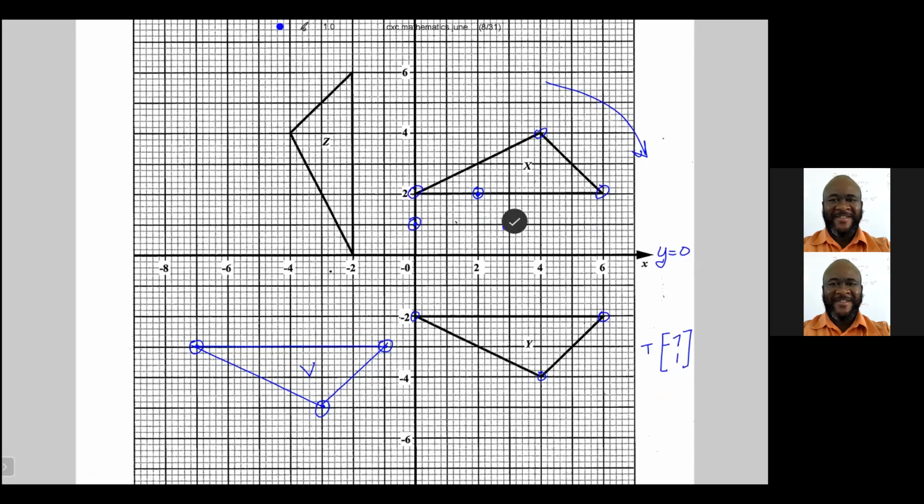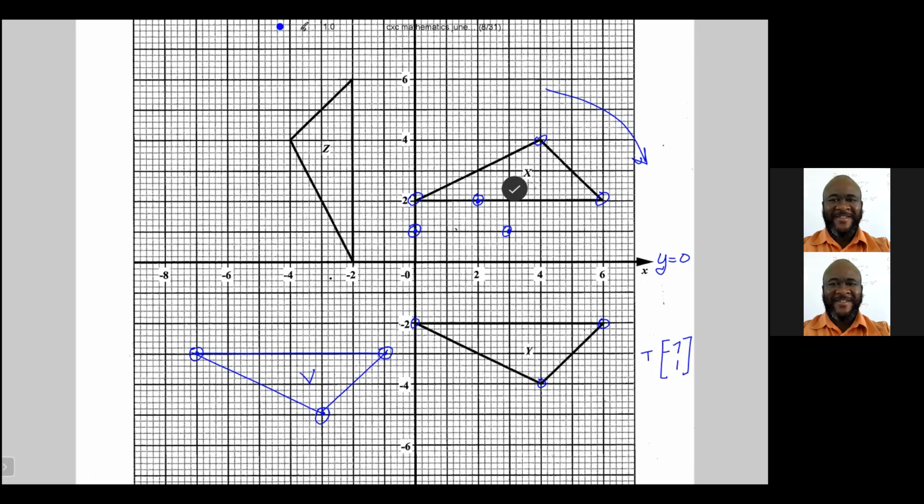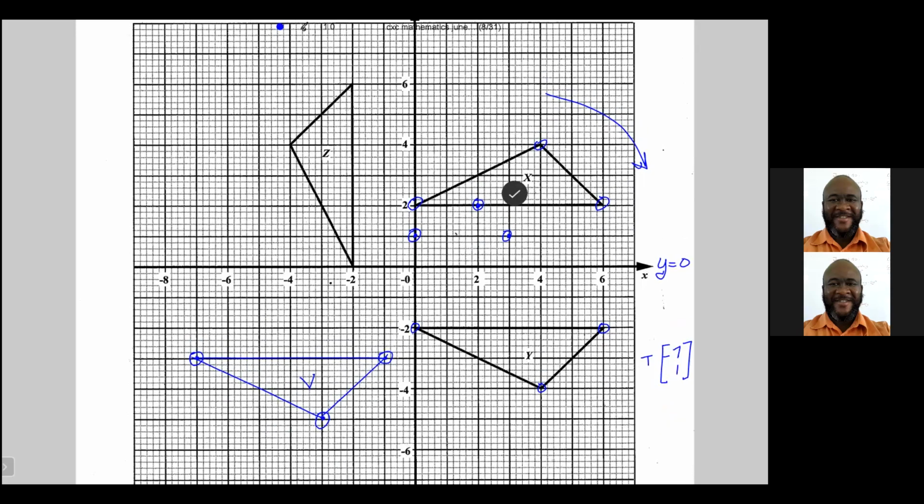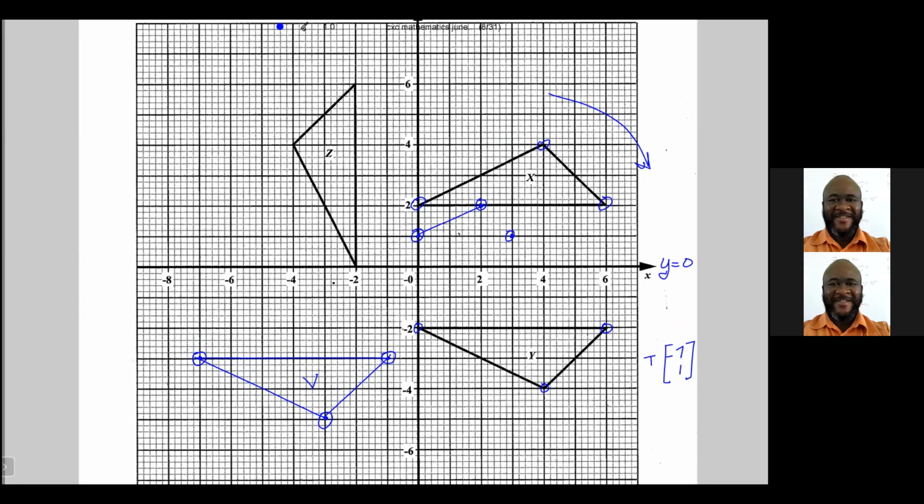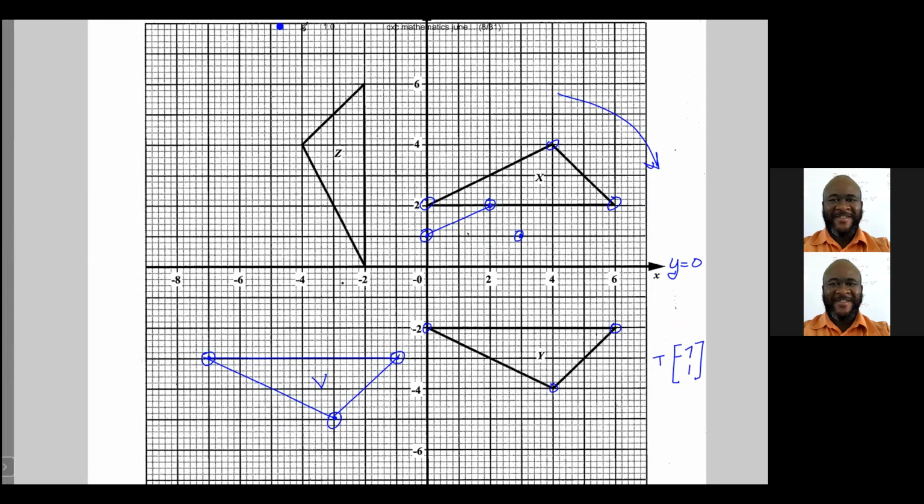Everybody should know if the scale factor is less than 1, the shape is actually going to shrink. So once you have moved all 3 vertices, you just need to connect them and you will have your enlargement. And this now we're supposed to call W. And that is what I believe would be the end of the question.